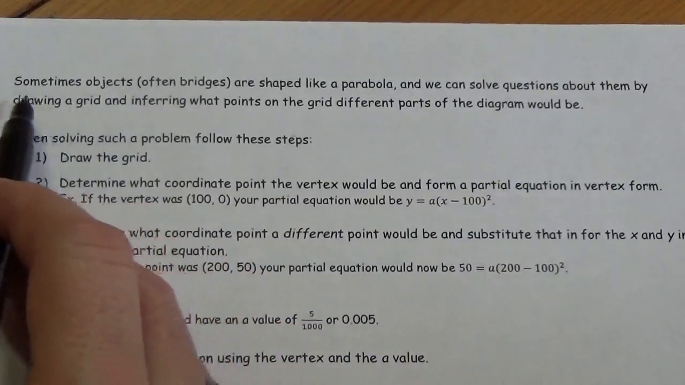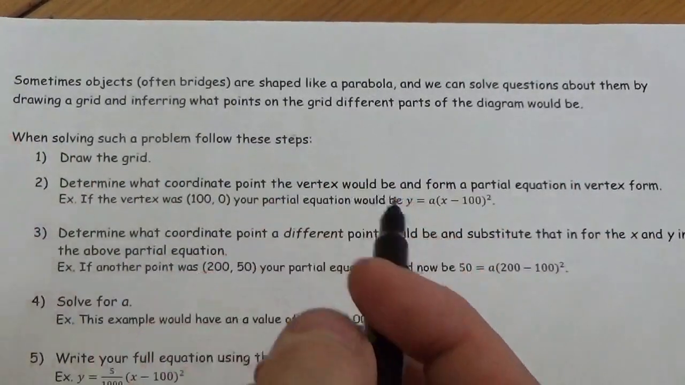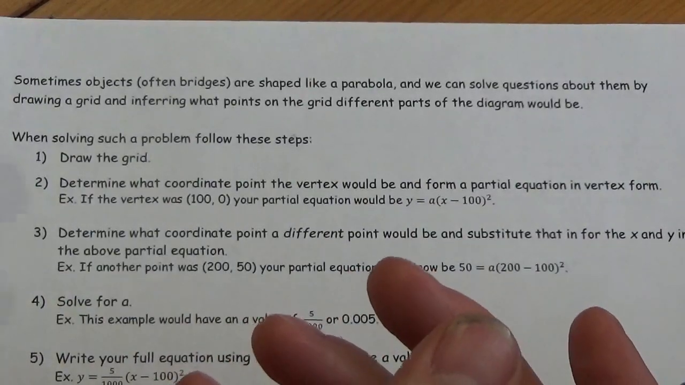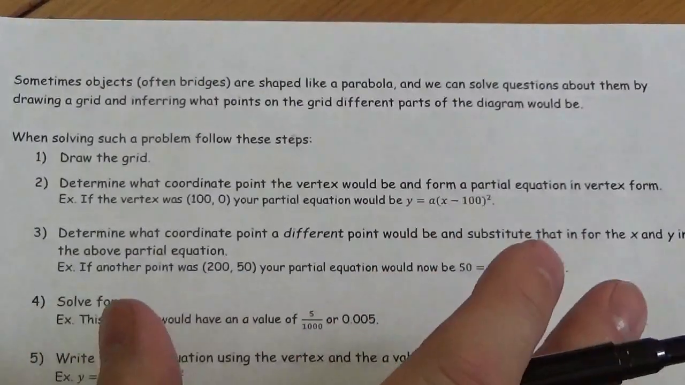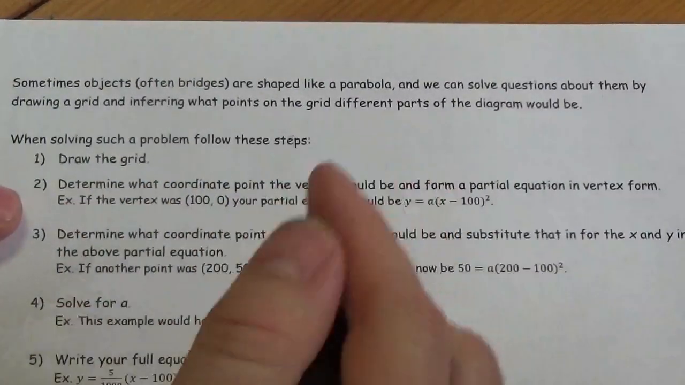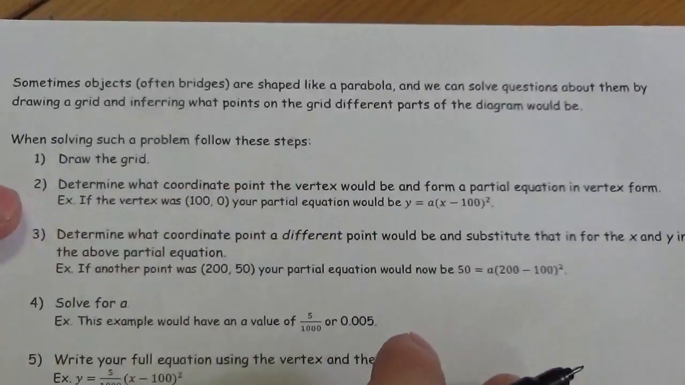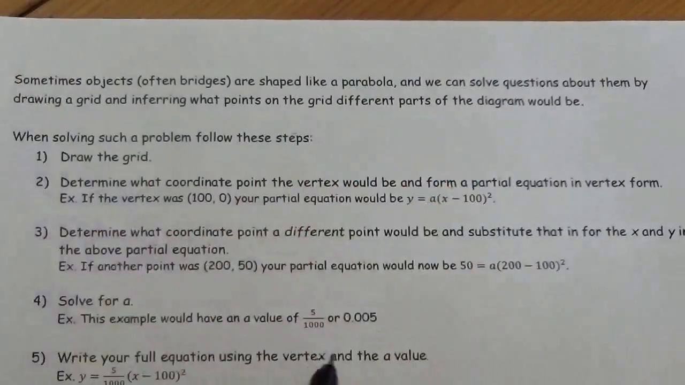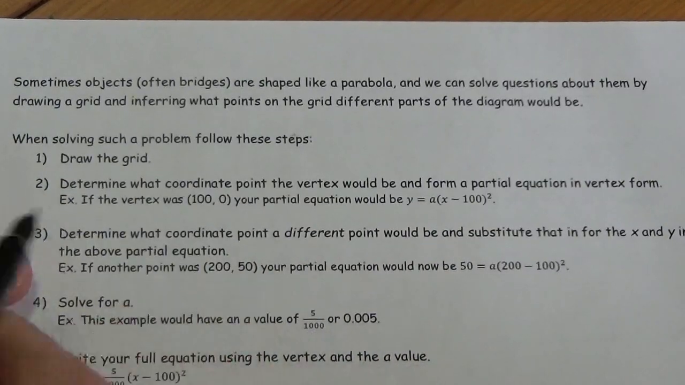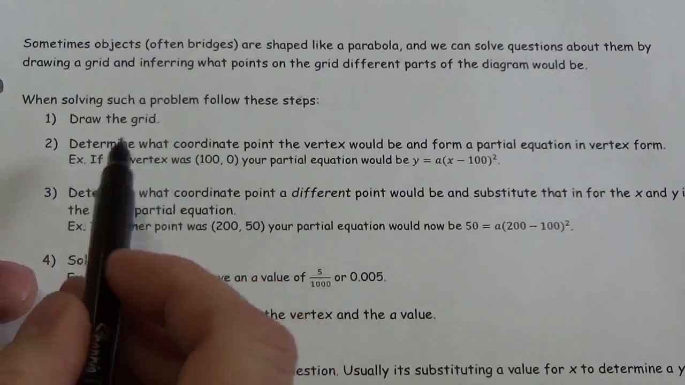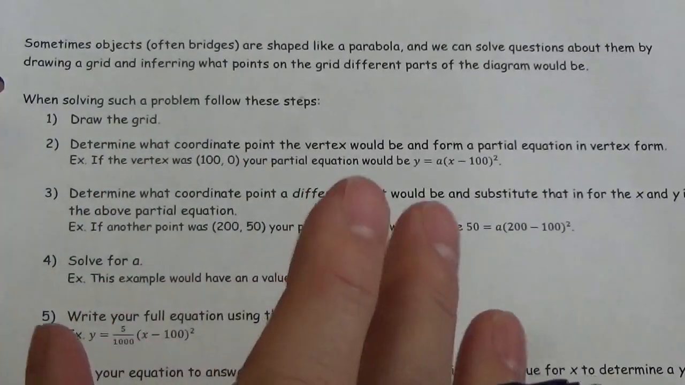So, like it says here, sometimes objects, and it's often bridges, are shaped like a parabola. And so we can solve a question about them by putting a grid over top of them. And you've probably seen that before. You see a picture of a bridge, and then somebody's drawn the parabola over top of it, and then they grab the information from that. And so that's typically what you got to do here. So when you're solving a problem like that, you got to draw the grid on the diagram to figure this out.